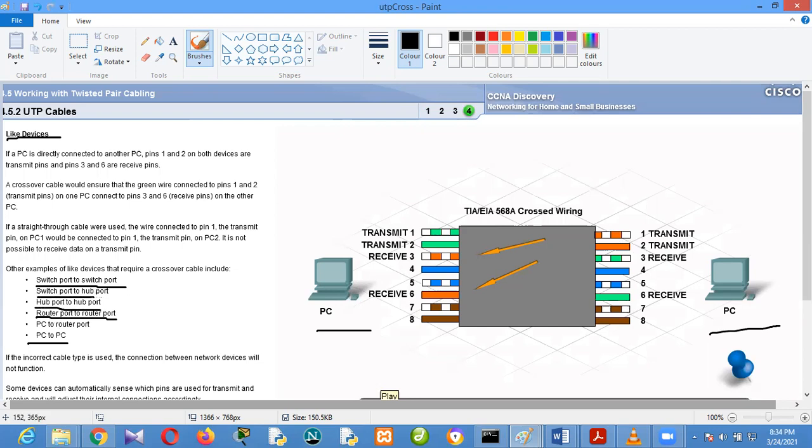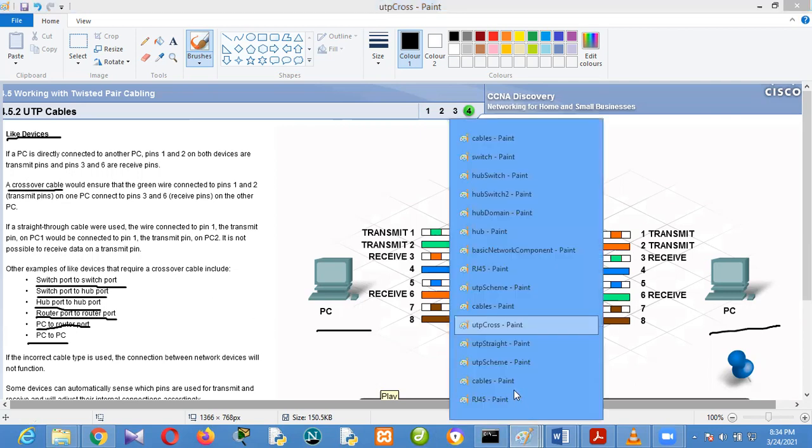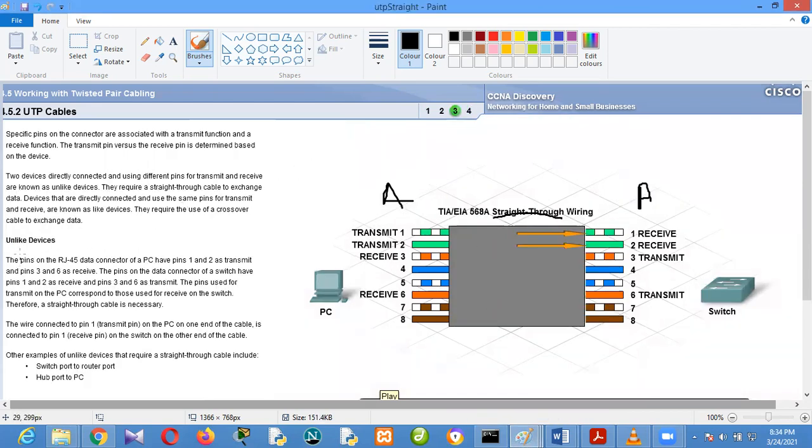Also, switch and hub are referred to as like devices, and PC and router are referred to as like devices. Whenever you have this kind of connection, you are meant to use a crossover cable. But you use a straight through cable when you are connecting unlike devices. For instance, as we have here, we are connecting a PC with a switch. They are unlike devices, or you are connecting a switch to a router, or a hub to a PC.